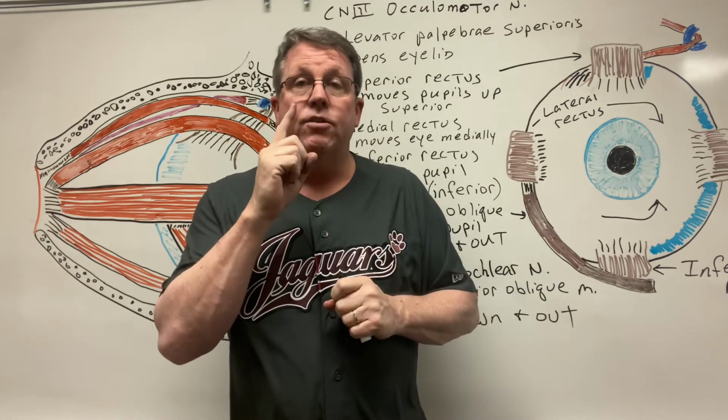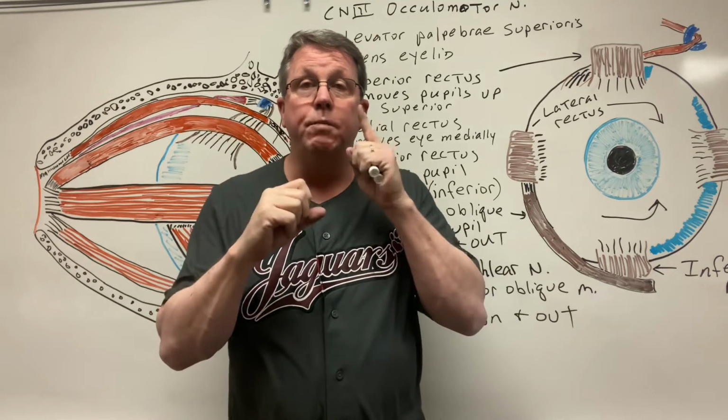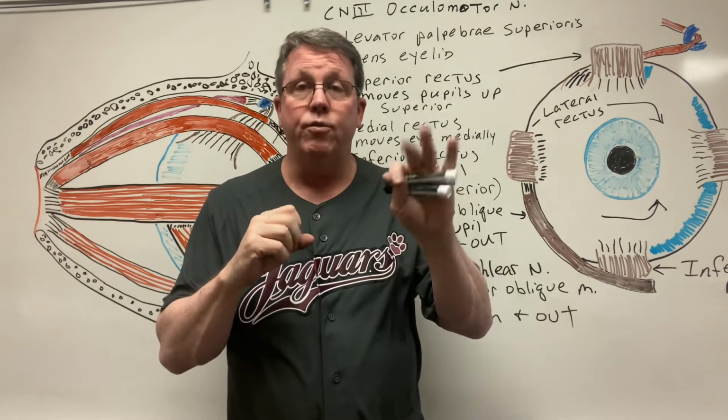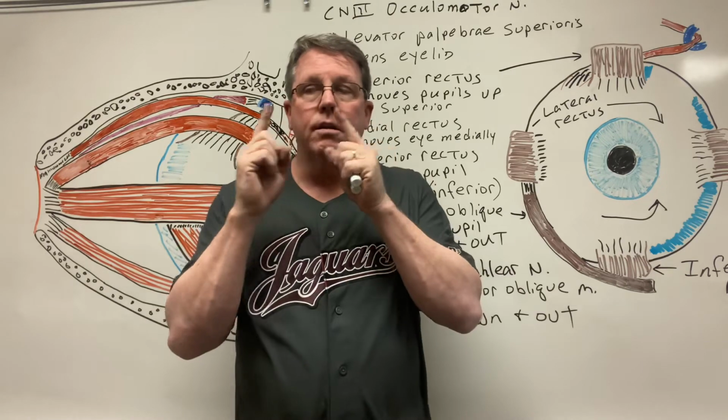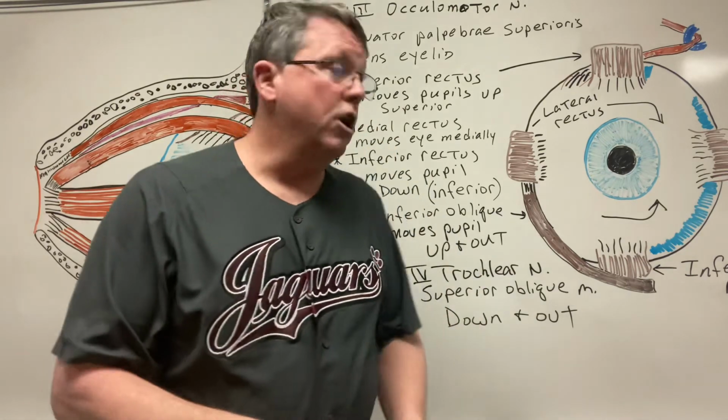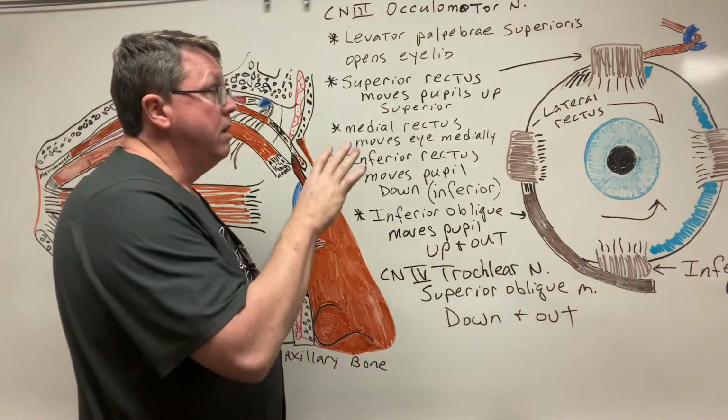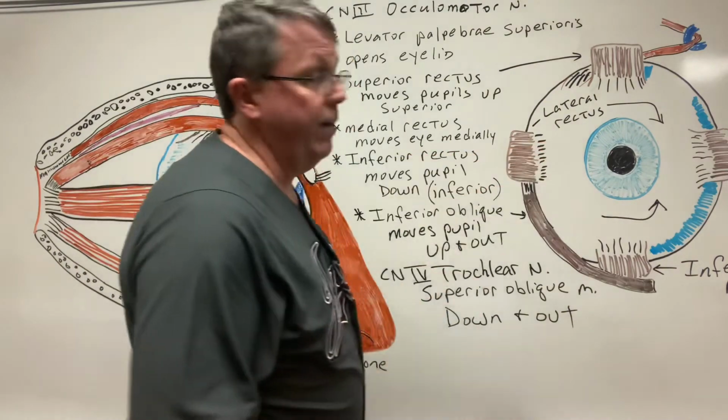The lateral rectus is controlled by cranial nerve 6. The medial rectus, remember, is controlled by cranial nerve 3. So even though they work together, they're going to go like this, okay? So the lateral rectus is controlled by cranial nerve 6.